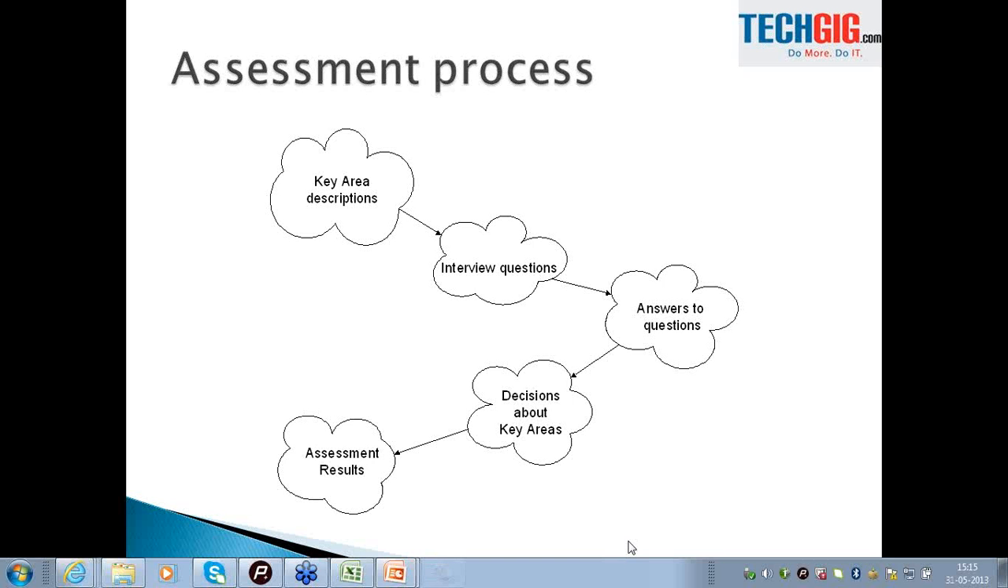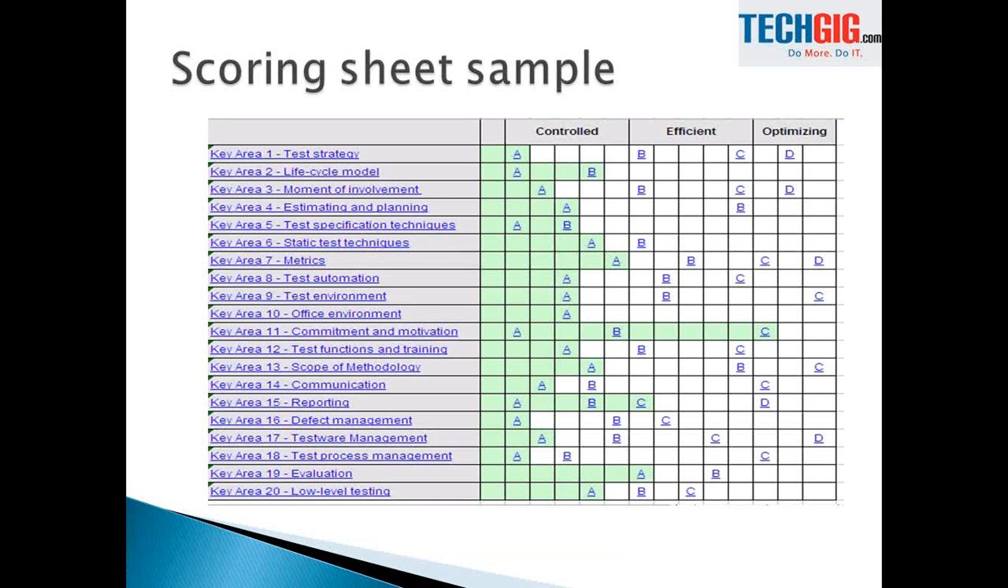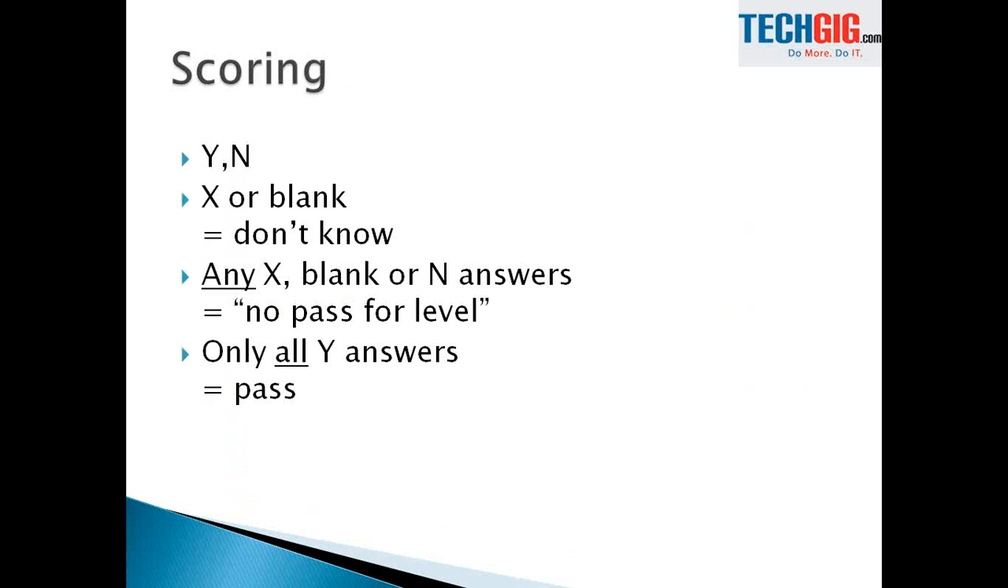So the final assessment result will look something like this. So you can see, say for example, in the test strategy, the particular organization has achieved level A, and in the key area number 2, that is life cycle model, it has achieved level B, and so on. So basically, after looking at the actual scores against each of the key areas, one can determine at what level of TPA overall he is. It could be either controlled, efficient, or optimizing.